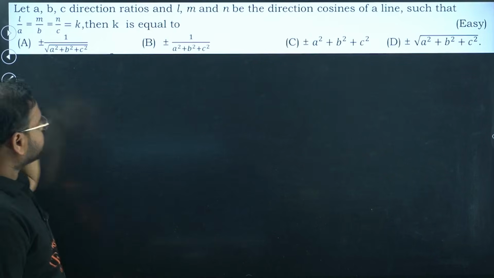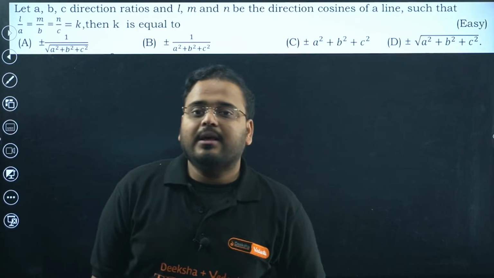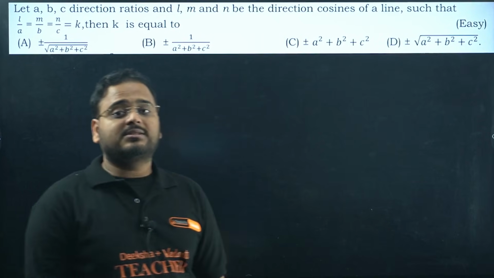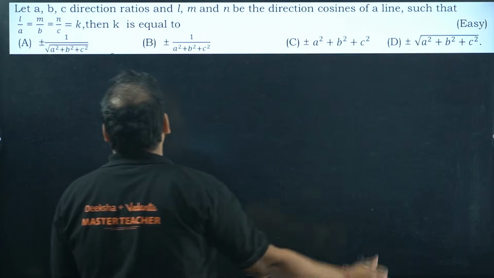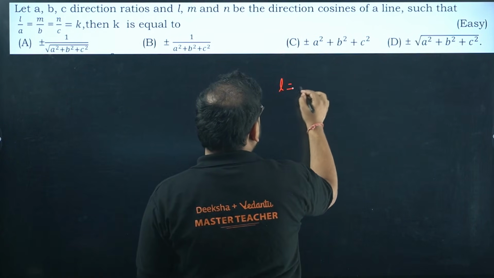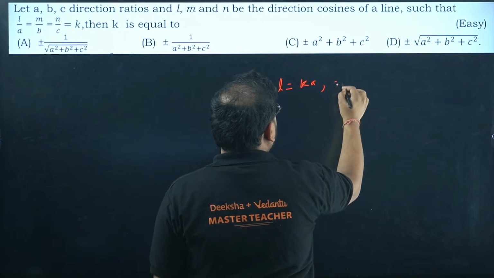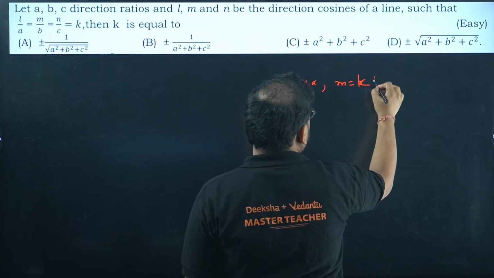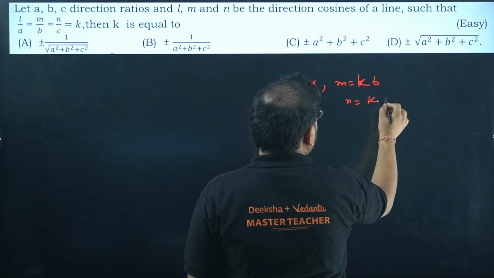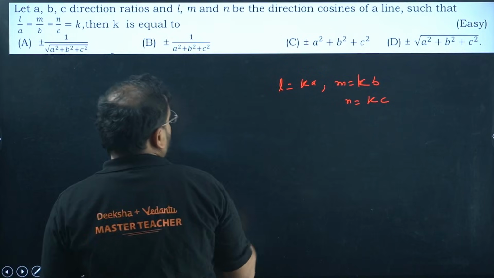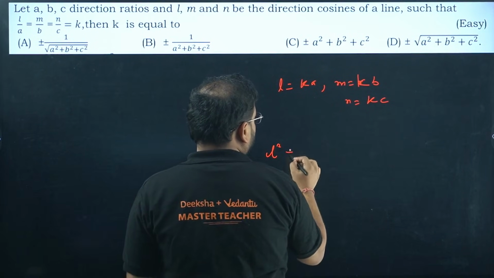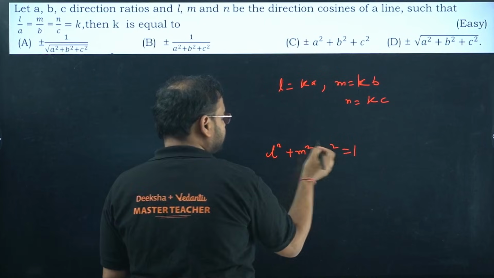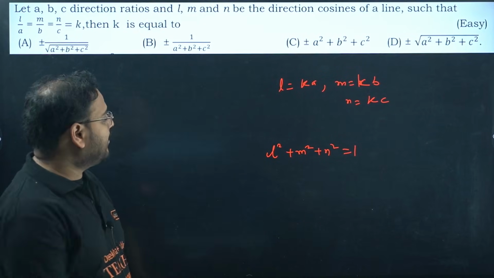Question number 3 now. Let A, B, C be the direction ratios, and L, M, N the direction cosines, such that the relation between them is given. L is KA, M is KB, and N is KC. They are asking what is the value of K. We know the relation L square plus M square plus N square equals 1, right?